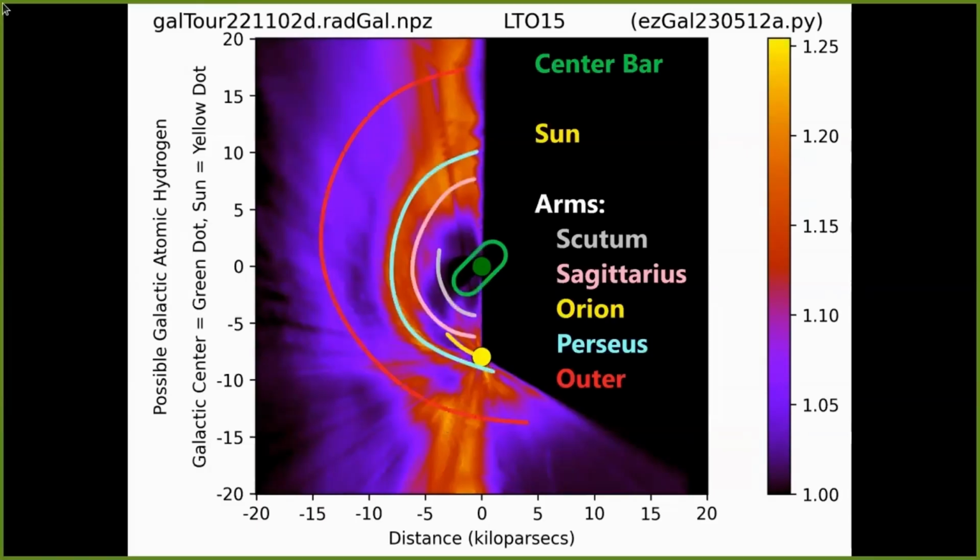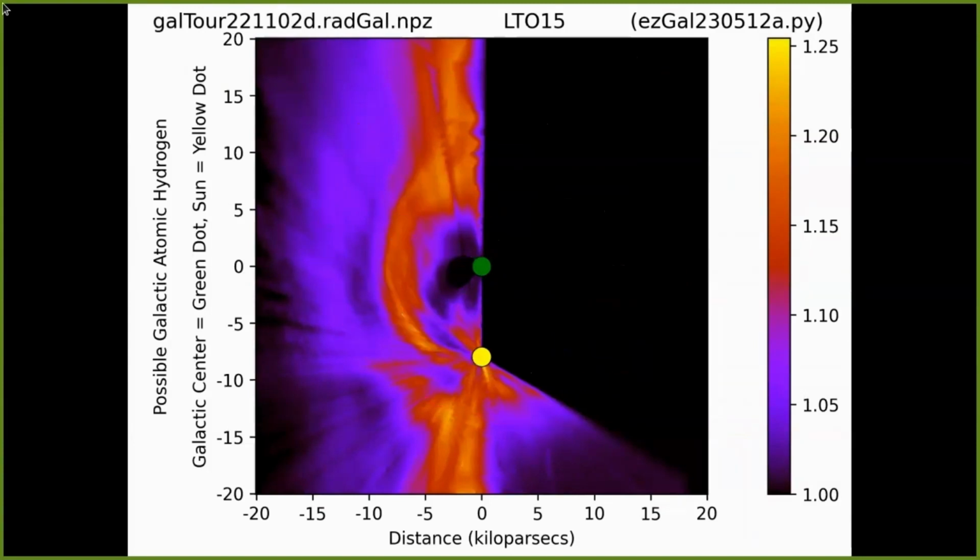This is my try. The center of the galaxy apparently has a bar, the professionals tell us. The sun is in yellow, and there are 1, 2, 3, 4, 5 different arms that perhaps I can see in the data. Let me flash back and forth, and you can make your own decision.